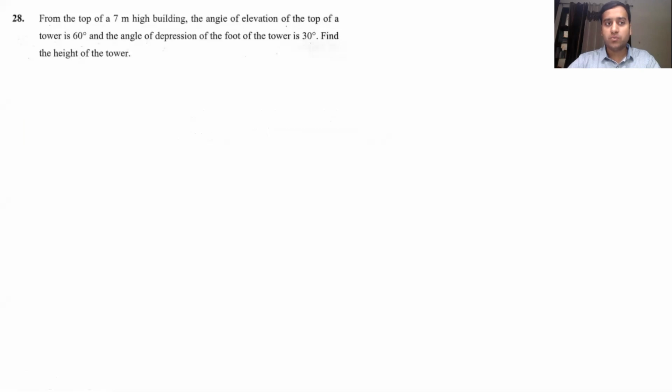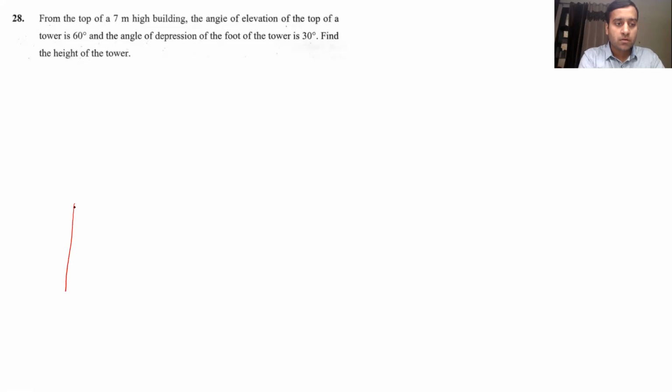So what they are saying is if we are standing on the top of a 7-meter high building and watching towards a tower, the top of the tower is 60 degrees above the horizontal and the foot of the tower is 30 degrees below the horizontal line. So we have to find the height of the tower. Let us describe this in the form of a diagram.